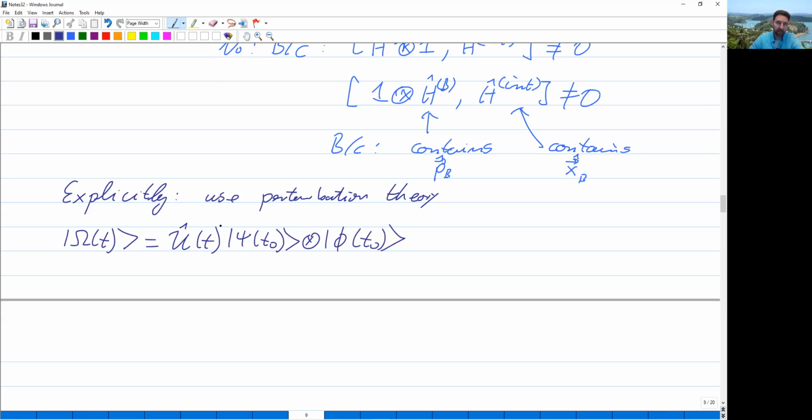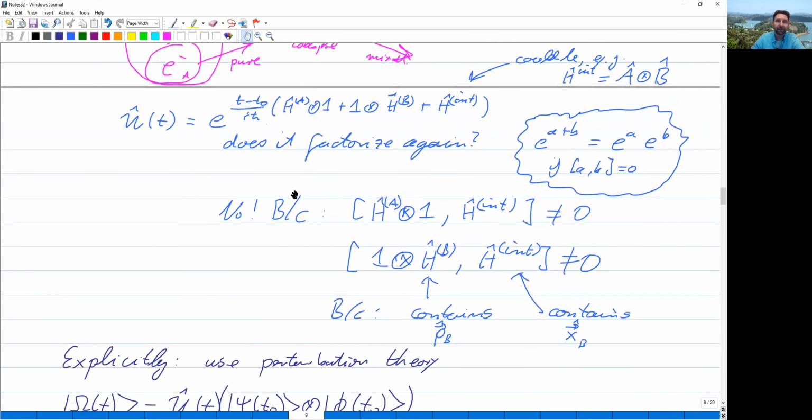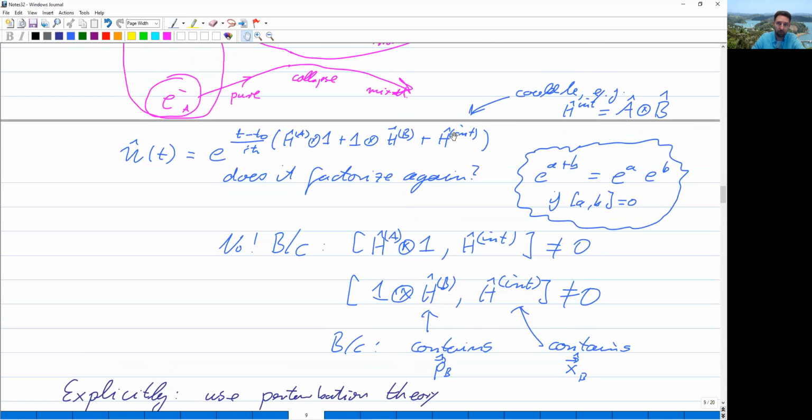Right? We assume here that our two particles or two systems A and B start out independent. Each one is in its own pure state, psi of t naught, the other one is phi of t naught, and the total state is therefore just psi of t naught tensor phi of t naught. And then we time evolve that. And as I said, the time evolution operator is a mess now because it contains non-commutative stuff in the exponent. So we can't easily work out what that is.